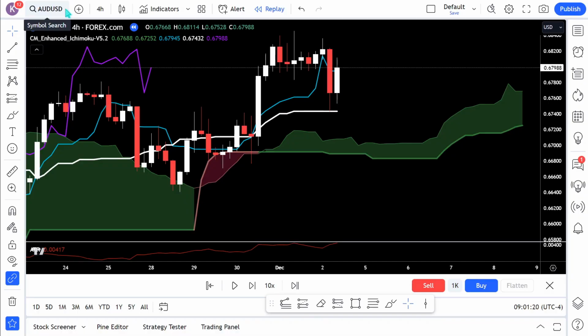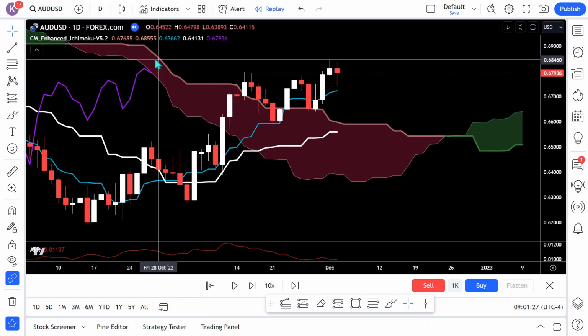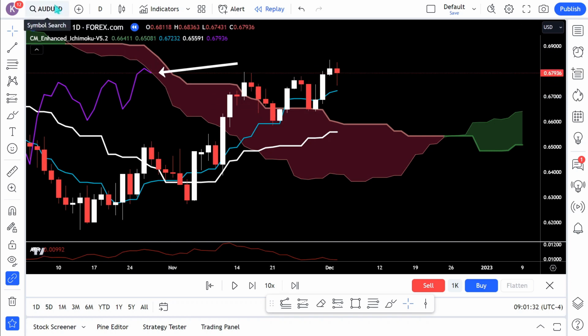Here's the first trade we looked at. On the 4-hour, we're bullish. Switching over to the daily, we see the lagging span is below the cloud, which is an opposite signal. We said before that price was very close to the cloud, but close can be a relative term, so we want to actually assign a number to it.